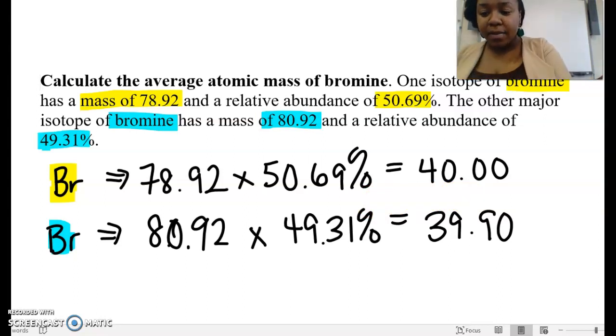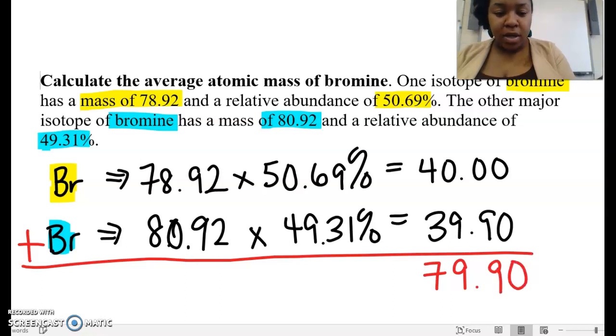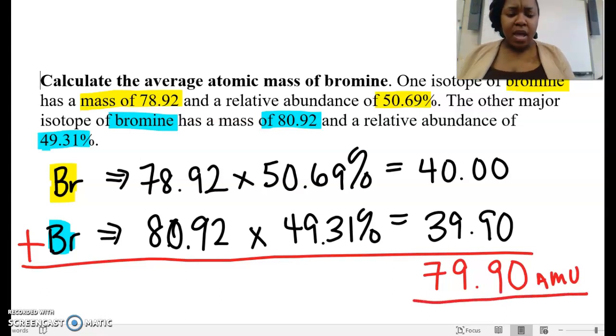So let's add them up. We're going to add 40.00 plus 39.90, and that gives us 79.90, and that would be amu. Okay, that's our answer.